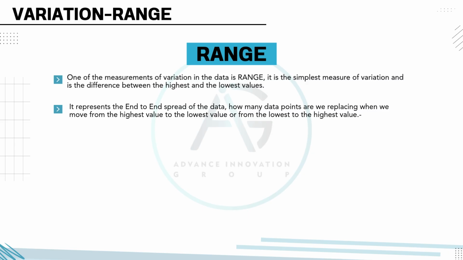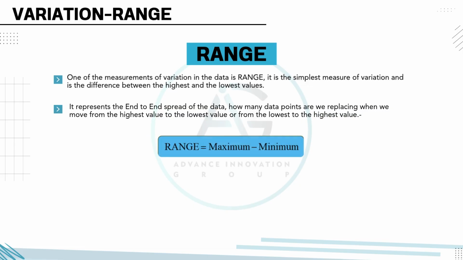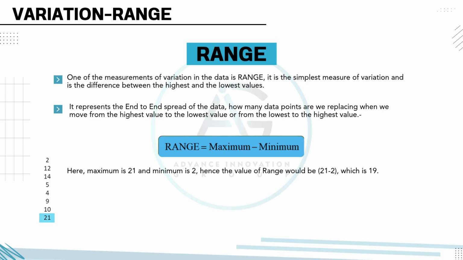How many data points are we replacing when we move from the highest value to the lowest value or from the lowest to the highest value? Range equals maximum minus minimum. Here, maximum is 21 and minimum is 2. Hence, the value of range would be 21 minus 2, which is 19.